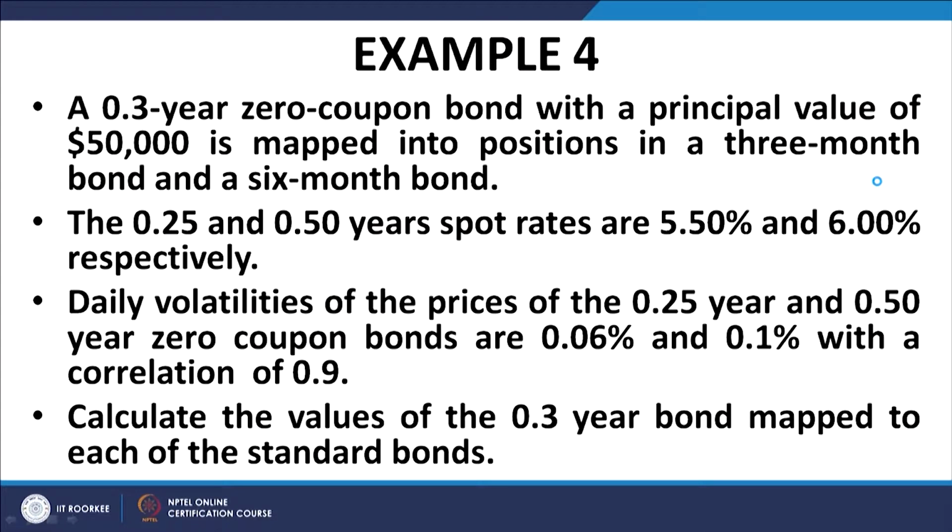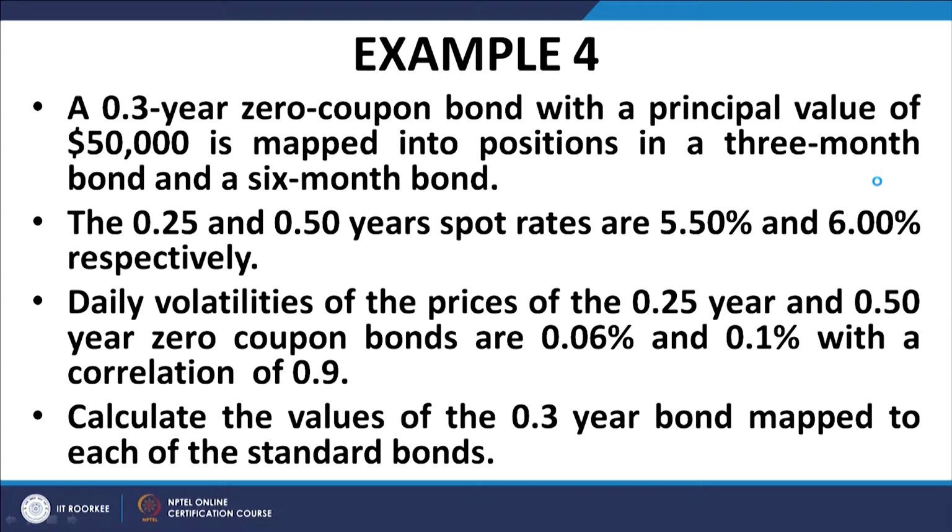A 3-year 0 coupon bond with a principal value of $50,000, this is the face value, this is the redemption value, and the redemption value is at 0.3 years from today, that is slightly more than 3 months, is mapped into positions in a 3 month bond and a 6 month bond. The 0.25 year and the 0.5 year spot rate, this is the 3 month rate, this is the 6 month rate, are 5.50% and 6% respectively. These are the two spot rates of the 3 month maturity and 6 month maturity.